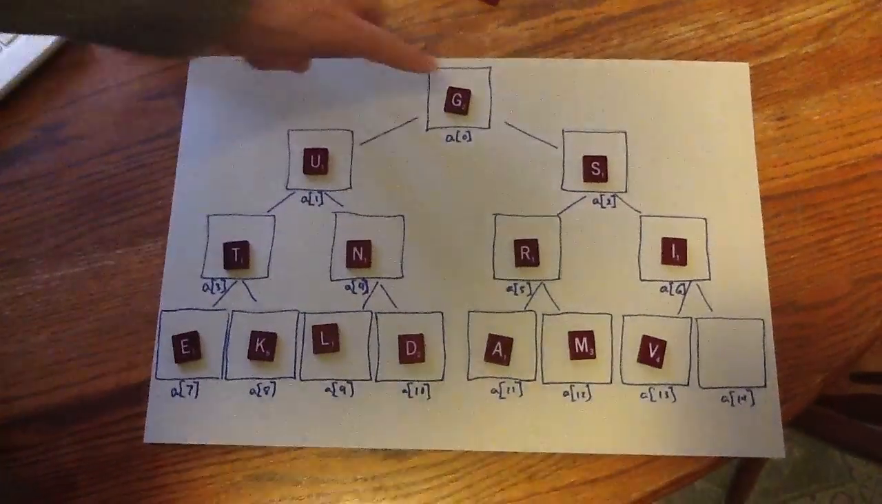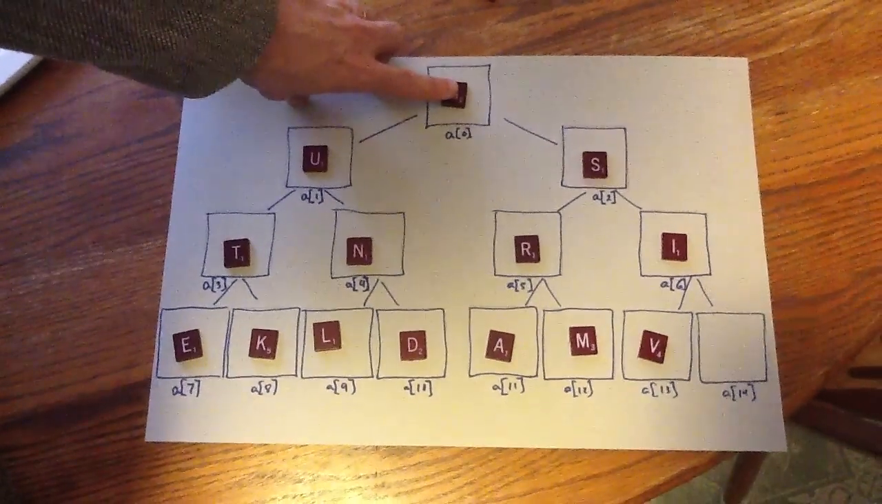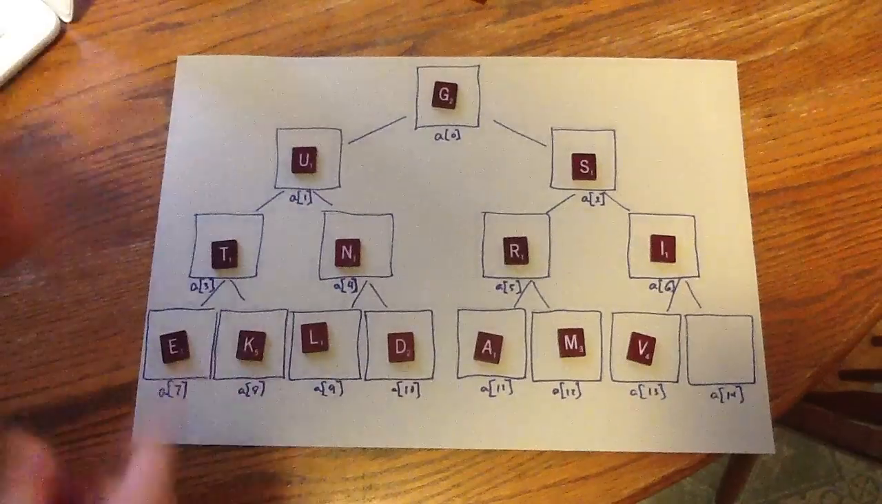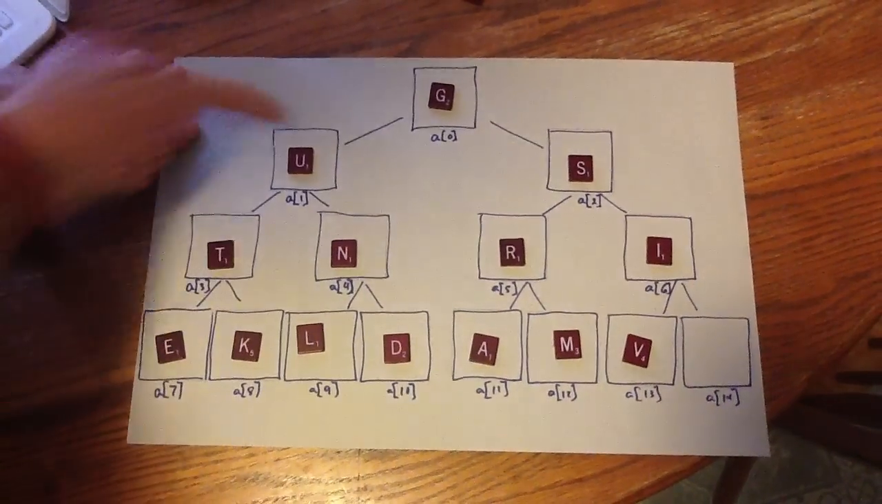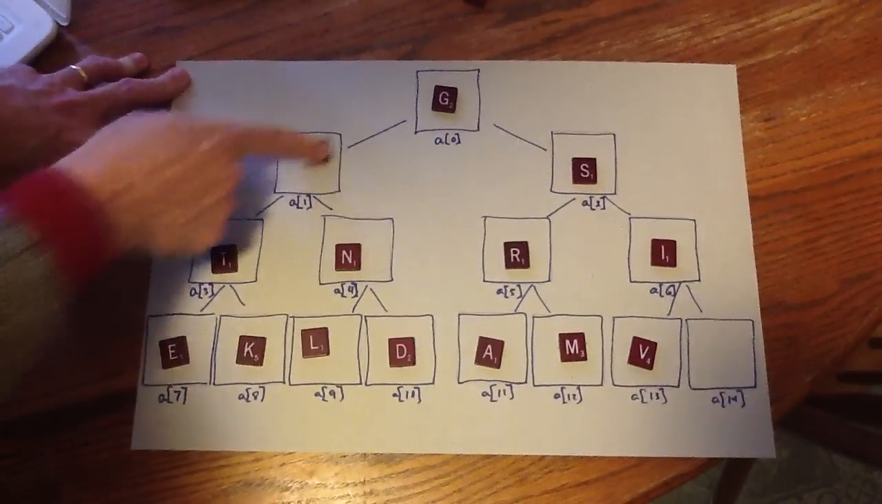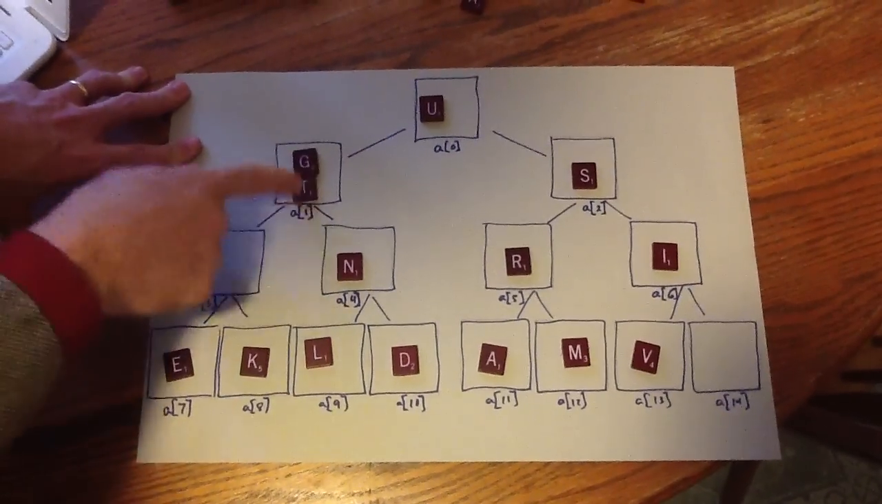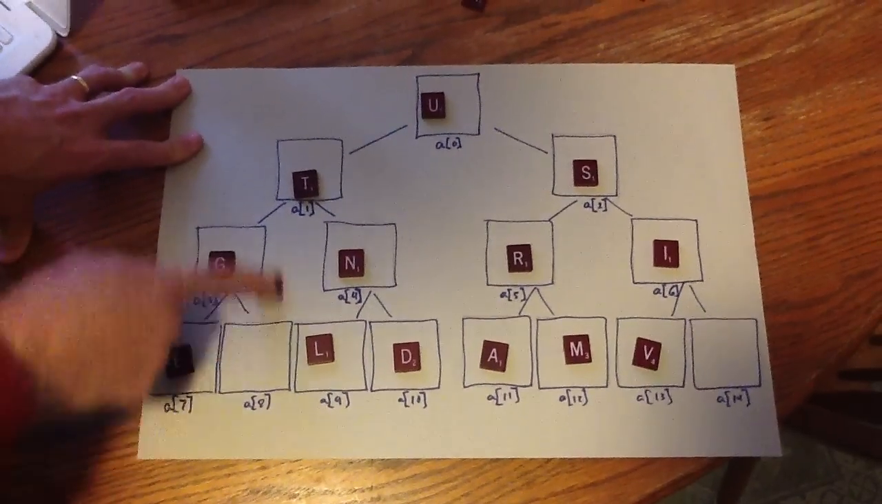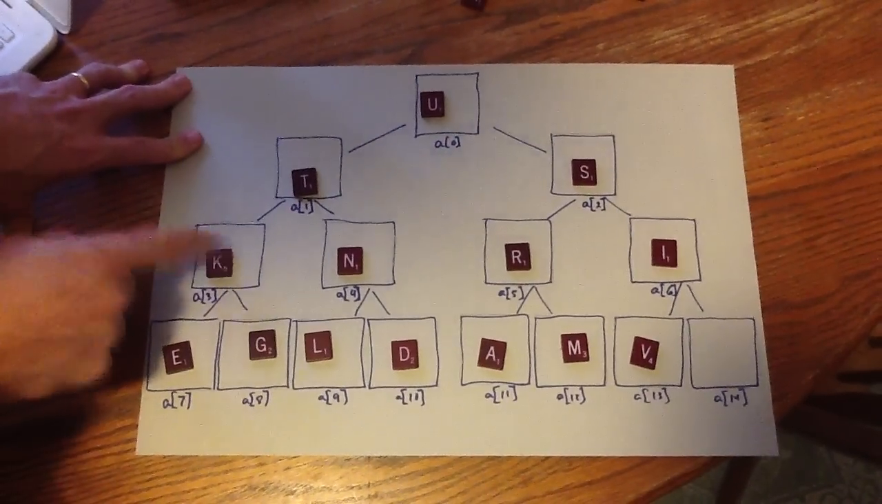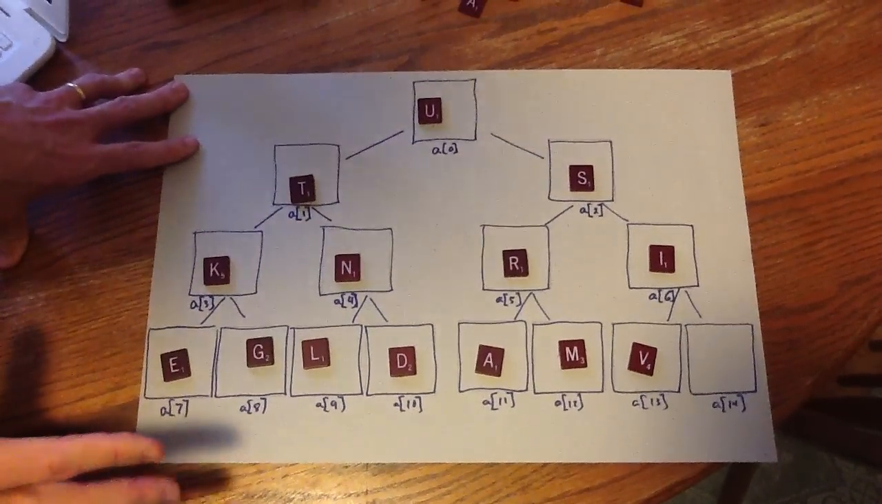Now notice that the G is in the wrong spot now. So again, we want to reheap this so that the largest value is here. What's larger, the U or the S? The U is larger, so it moves up here. And then we keep moving this down. T is larger than the N, brings it down, and the K is larger than the G, so it moves down. So we've reheaped everything.